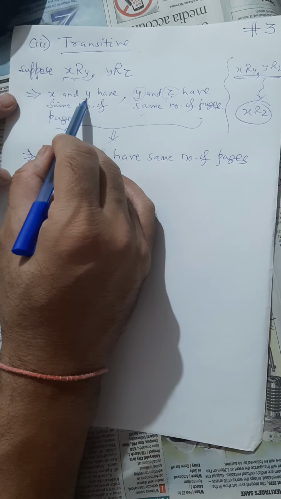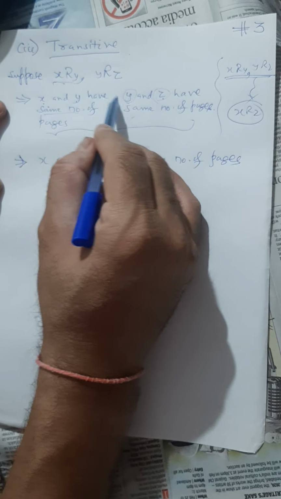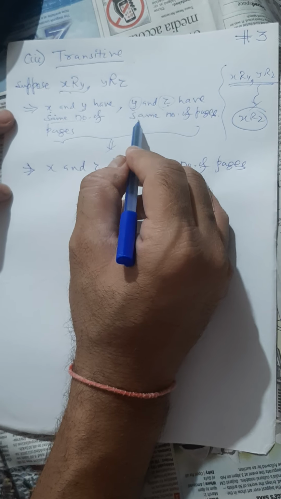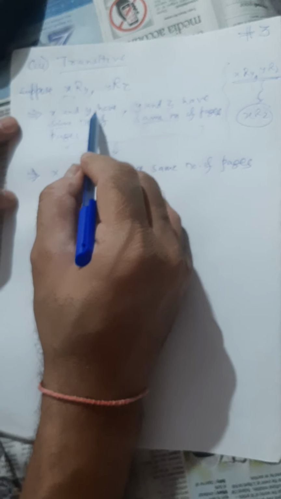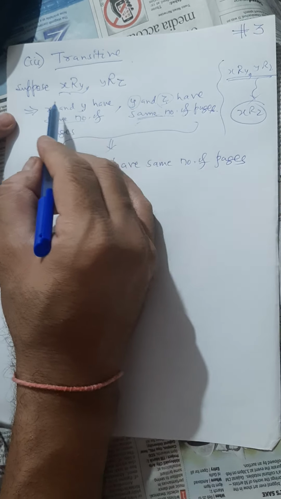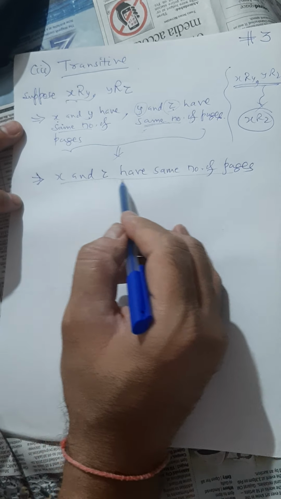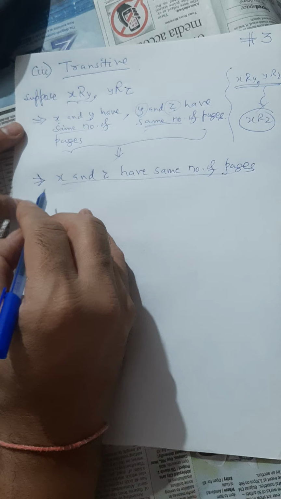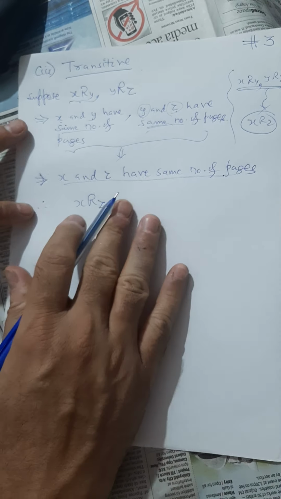If x and y, two books, have the same number of pages, here y is common, remember. y and z also have the same number of pages. Suppose x has 100 pages, y has 100 pages, y has 100 pages, then z must have 100 pages. It means x and z must have 100 pages. So therefore x and z have the same number of pages. So therefore by definition you can say that x related to z.